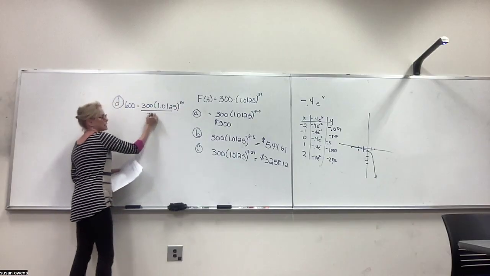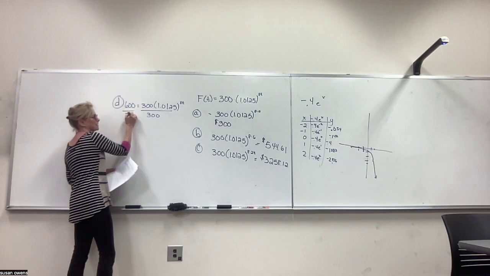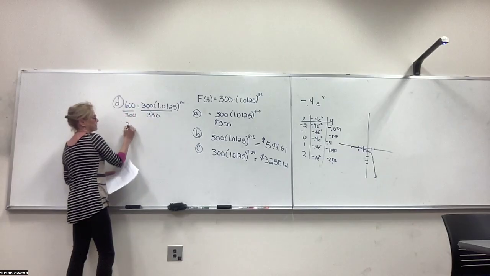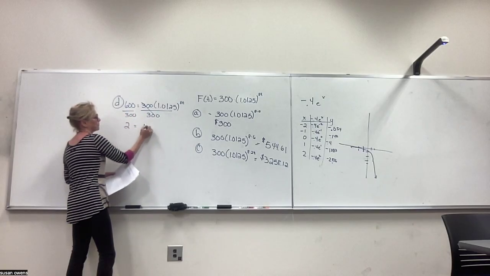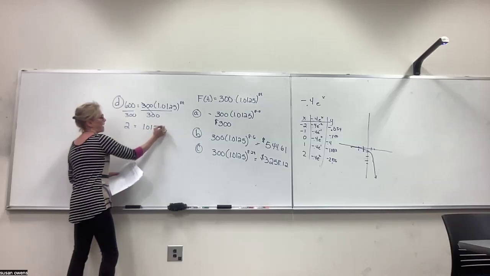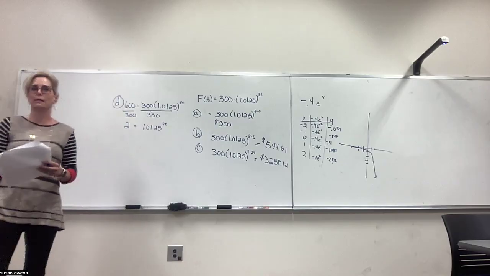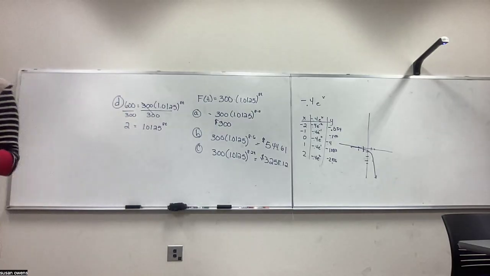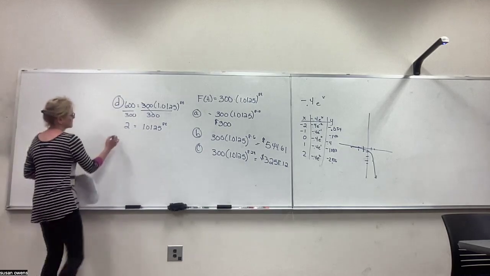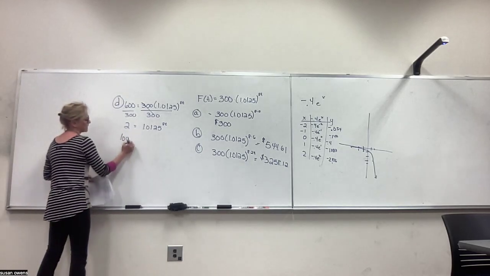Divide both sides by 300. 2 is equal to 1.0125 to the 8t. Okay, what do we need to do now in order to get that exponent, that variable, down from the exponent? The log. What base would you like to use? Yeah, that messy little decimal there. All right. But it doesn't matter because we're just using the calculator.